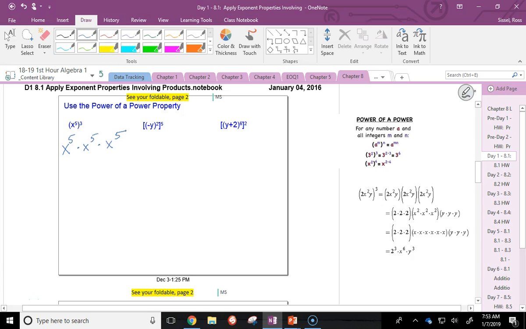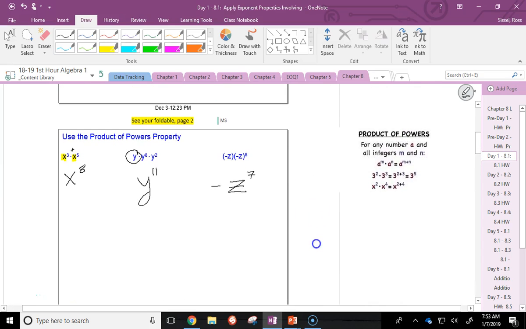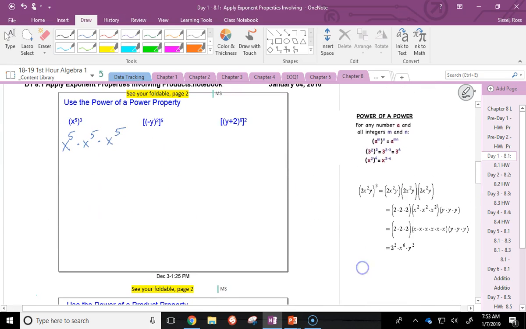Well, we just did this right here, product of powers. We know that our base stays the same. So I'd say x, and then I add my exponents. 5 plus 5 plus 5 is 15. So my answer is x to the 15th. The shortcut, if we understand this, the powers of a power, is I can just have the x stay the same, and I multiply my exponents. 5 times 3 is 15. Okay, what about this one?